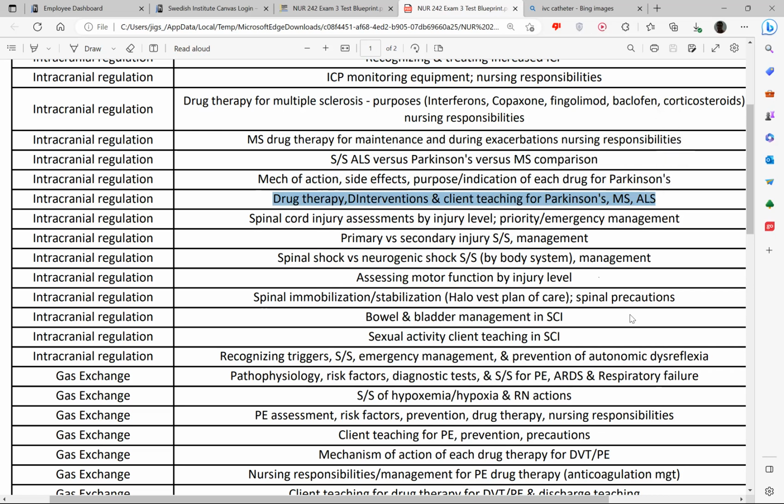Here is the teaching for all three: Parkinson's patients, MS patients, ALS patients, because these patients live at home. A majority of them are at home. They're not really institutionalized. Even ALS patients, because of the poor prognosis, prefer to stay at home. They're probably on hospice care, but they're not in a facility, most of them.